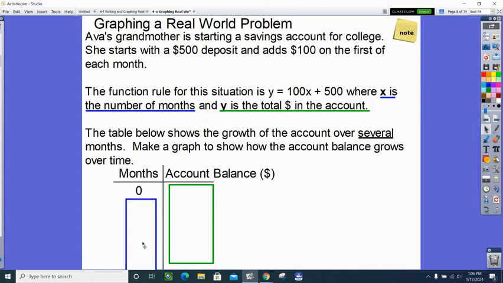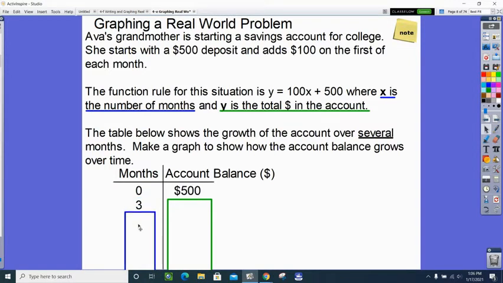Now, the first thing I'm going to recommend is that you always put in 0 as one of your inputs, as long as it's allowed, because that'll anchor your graph to the y-axis. So if we put 0 in here, 100 times 0 is 0 plus 500. That's our initial amount. And you'll see when we plot that point that our graph will start on the y-axis. Now, the next one I didn't put in was 1. I'm just picking numbers. So I'm going to do 3, I'm going to do 8, I'm going to do 18, and 30.